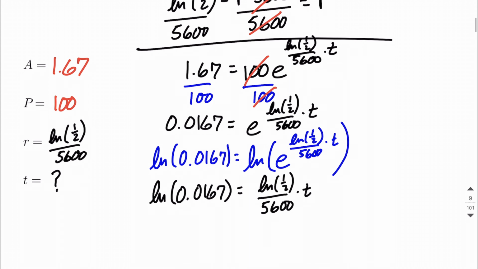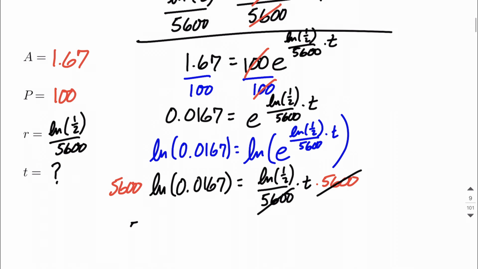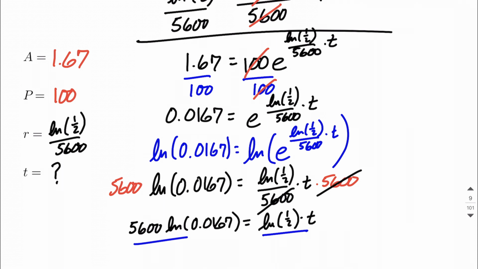Now for the remaining process to get t on one side by itself, I'm going to make this two steps. I'm first going to multiply by the 5,600. That'll eliminate our fraction on the right-hand side. So now we have 5,600 times the natural log of 0.0167 equals the natural log of 1/2 multiplied by t. t is being multiplied by that natural log of 1/2. To get rid of the natural log of 1/2, we'll divide both sides by the natural log of 1/2. This will get us t on the right-hand side, all by itself.